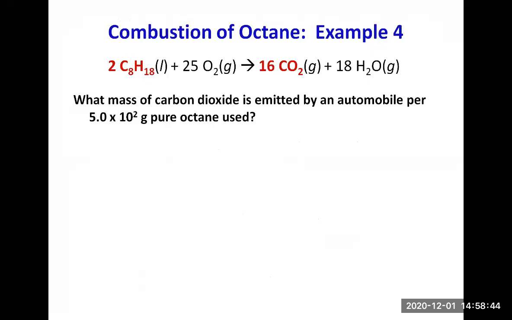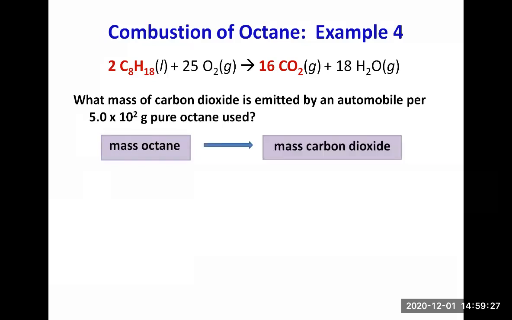So what mass of carbon dioxide is emitted by an automobile per 5.010 times 10 to the 2 grams of pure octane used? So octane, as a reminder, is part of the gasoline. But here we imagine that the gasoline is pure octane. So that means we have this formula, C8H18, is the pure octane. And we have a mass of it, 5.010 times 10 to the 2. And we want to know how many grams of carbon dioxide is emitted. So from the mass of octane that is given, we want to find the mass of carbon dioxide.